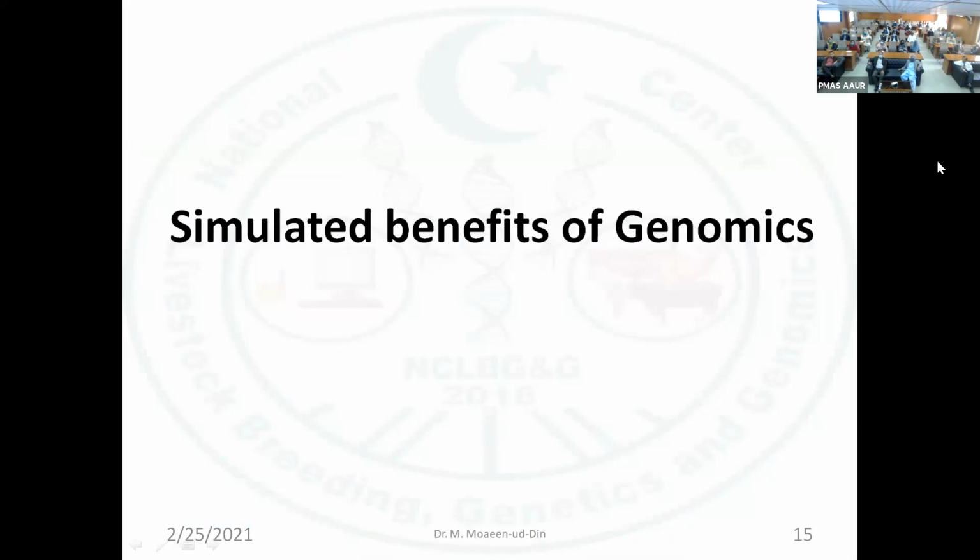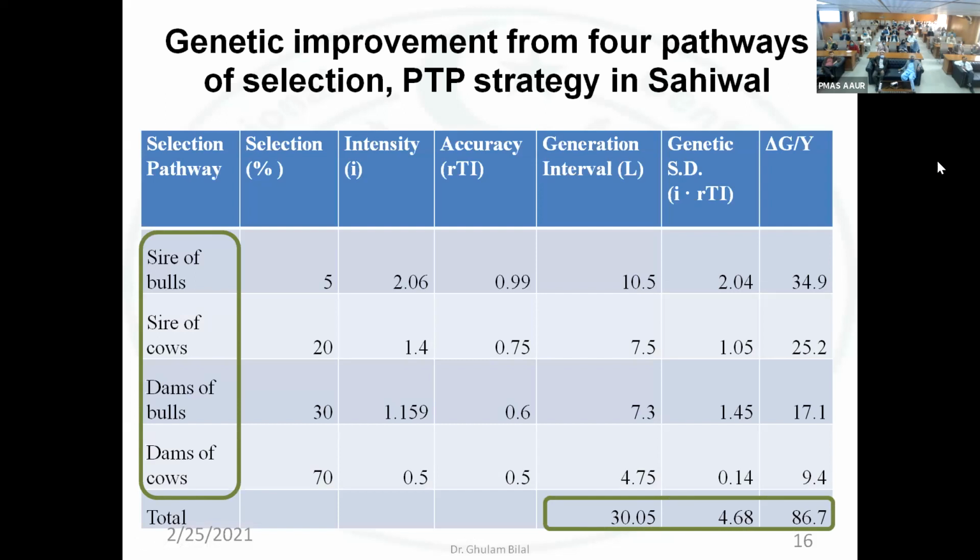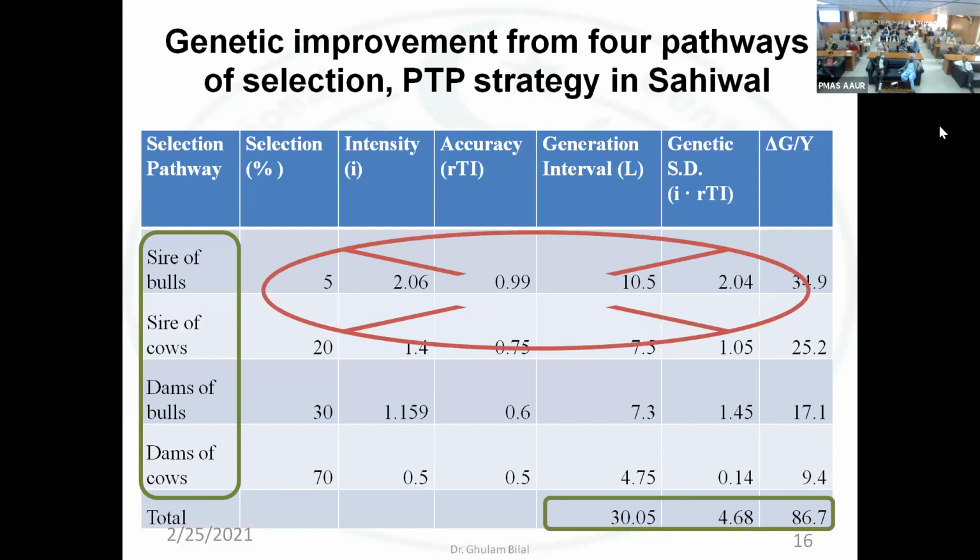Simulated benefits of genomics. In 2014, we wrote a paper based on the information we had on our local animals, and on the basis of genomics we simulated how much benefit we would get from genomics. This is a little bit complicated, but I will try to explain. These are 4 pathways: sires of bulls, sires of cows, dams of bulls, dams of cows. These are the pathways of selection, as we call them in genetics. Then selection accuracy, how much percentage of animals we would select, then intensity, accuracy, generation interval, genetic standard deviation, and genetic mean per year, how much we would get.